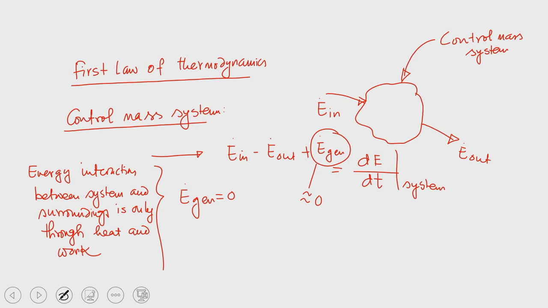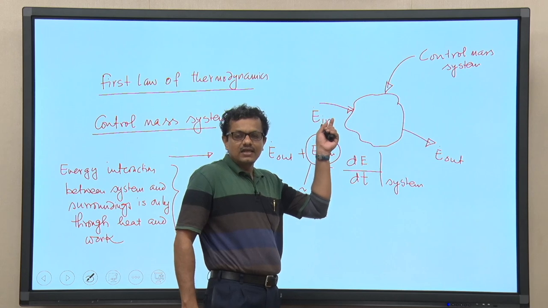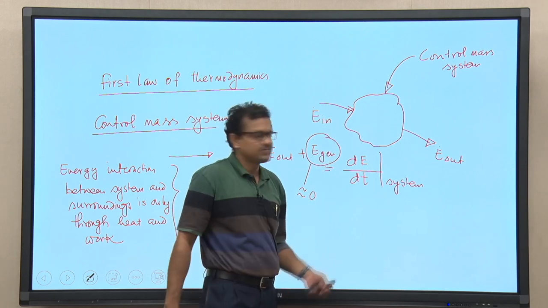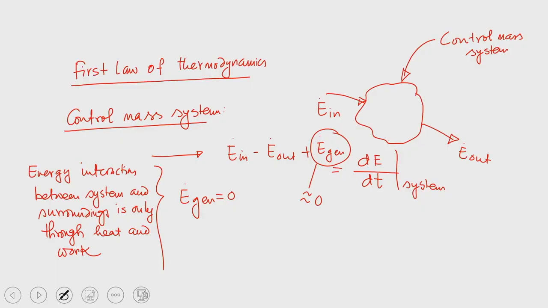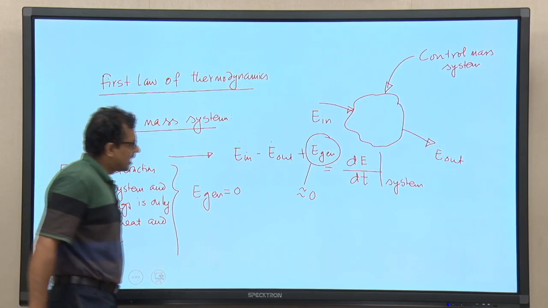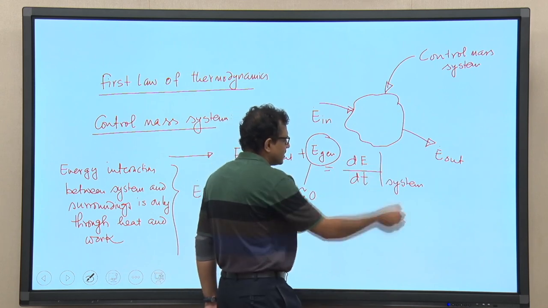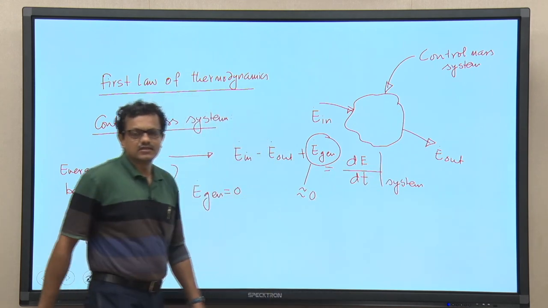We have understood that energy interacting between system and surroundings in the form of heat, and energy interacting between system and surroundings in the form of work, if these two forms are there, then there is no energy generation. And so, this is the energy change within the system.